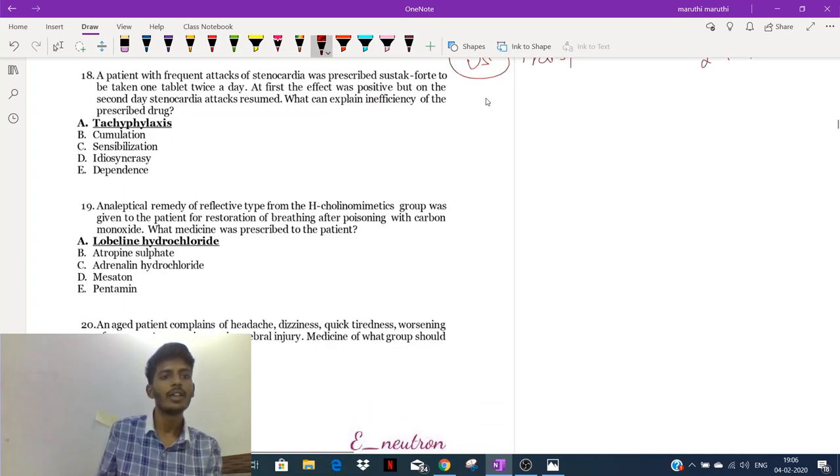A patient with frequent attacks of stenocardia was prescribed Sustac Forte to be taken one tablet twice a day. At first, the effect was positive, but on the second day, stenocardia attacks resumed. What can explain the inefficiency of the drug?